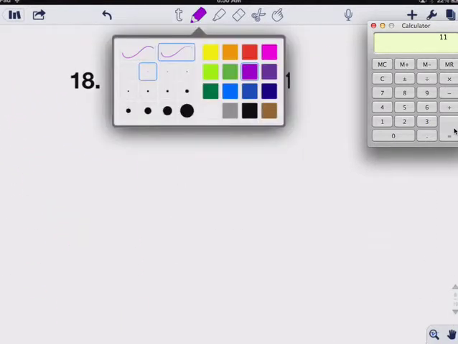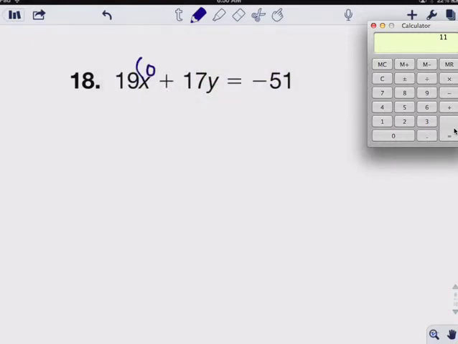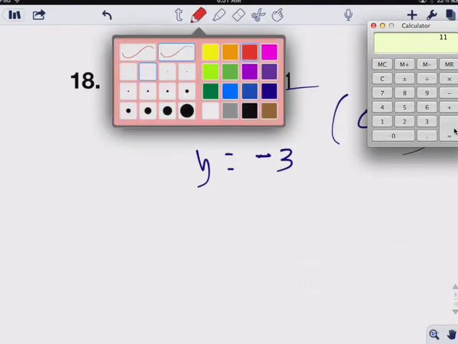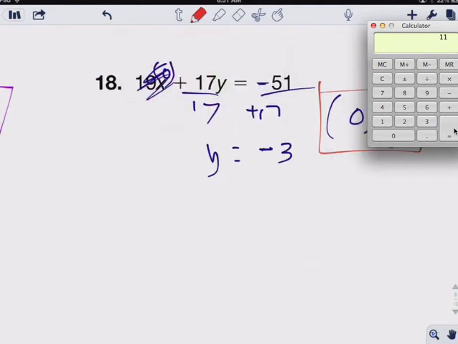Okay, last one. Same thing. So easy. Y-intercept, x is 0. 0 times 19 is 0, like it doesn't exist. So y equals negative 3. A negative and a positive is a negative. 0, negative 3. That is your y-intercept.